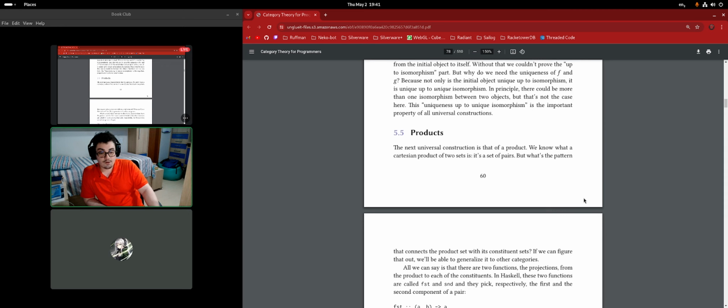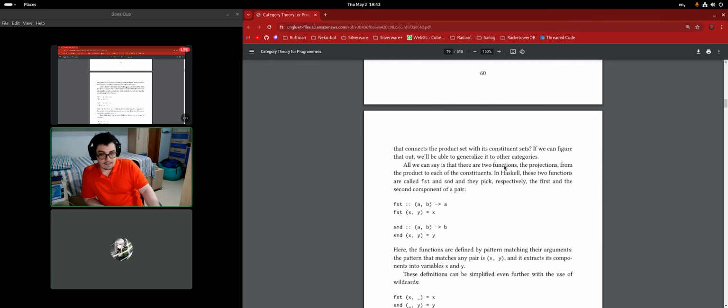Okay, and now we're gonna go to products, which is the starting of my problems. So let's start by first talking about Cartesian product. So it's talking about a set of pairs. So I believe it's a set of pairs because each pair is a combination of every single possible combination of two elements, x's and y's.